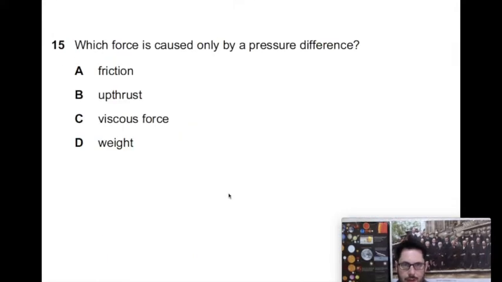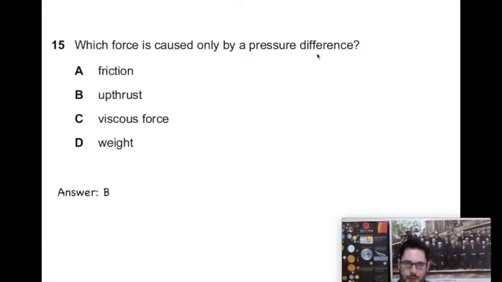Okay, let's have a look at a question. Which force is caused only by a pressure difference? Pause the video, take 1 minute. And okay, let's give you the answer. Answer is, of course, B.